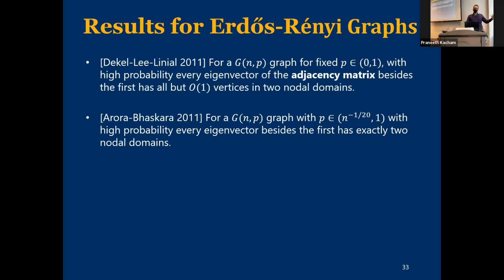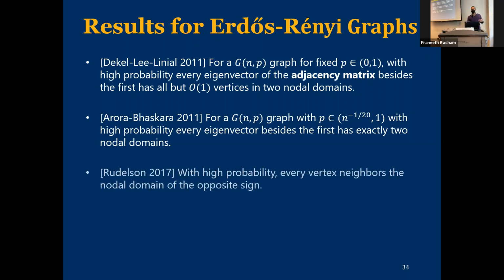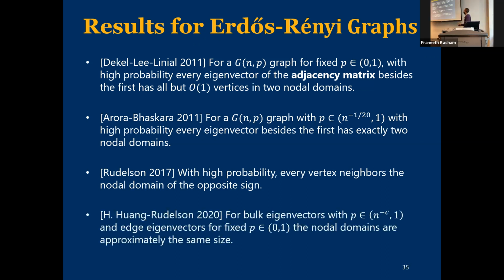Then we know that we have exactly two nodal domains. Well, Mark Rudelson showed that every vertex in each of these nodal domains borders the opposite nodal domain. And then Han Huang and Mark Rudelson showed these two pair results, one for bulk eigenvectors, one for edge eigenvectors, so eigenvalues in the center of the spectrum versus eigenvalues at the edge of the spectrum. And they show that these two nodal domains are approximately the same size, so they're both of size about n/2. So we have this very set structure for Erdős-Rényi graphs.